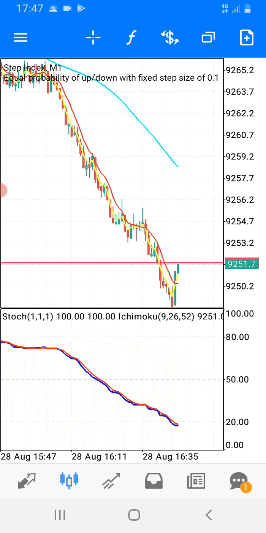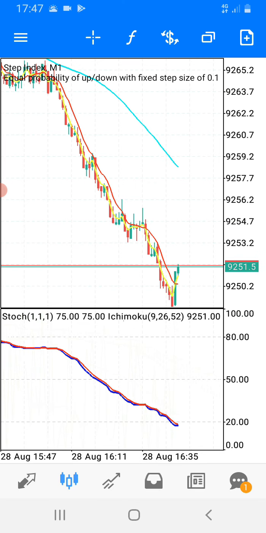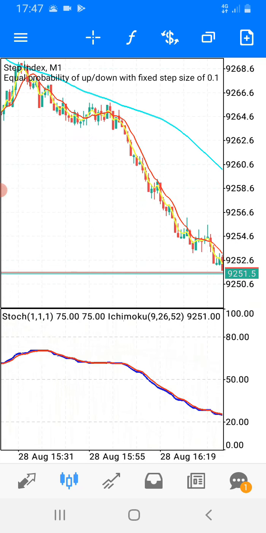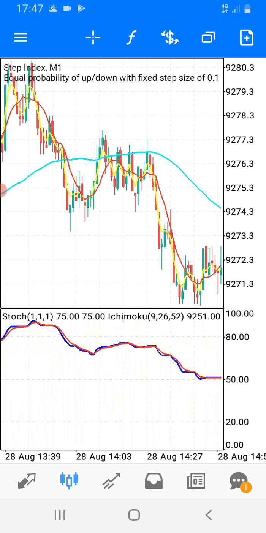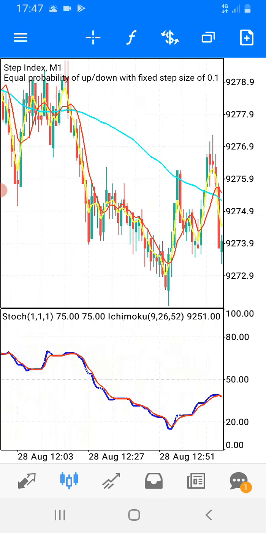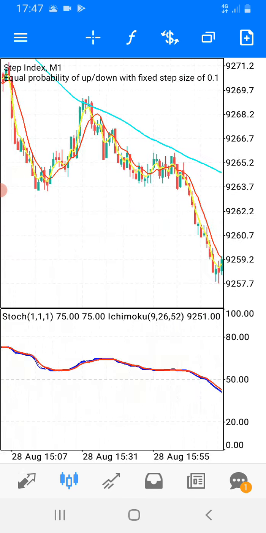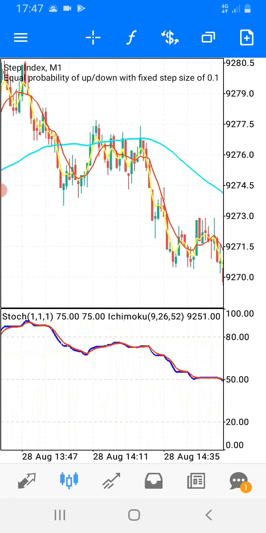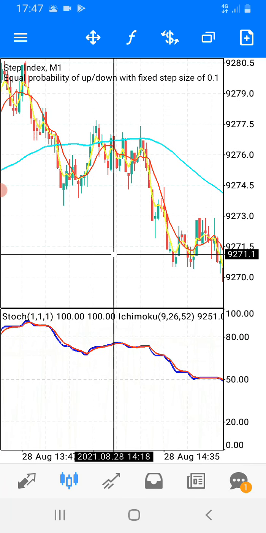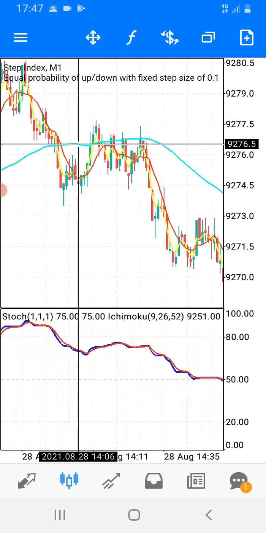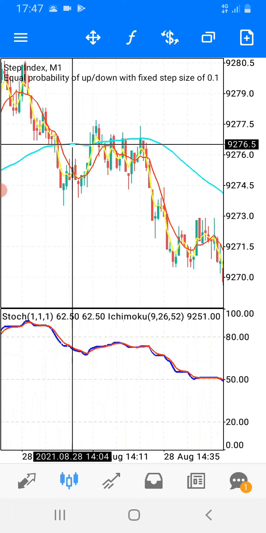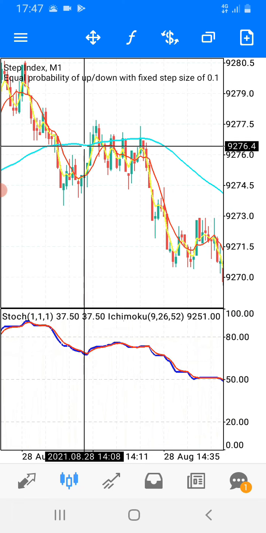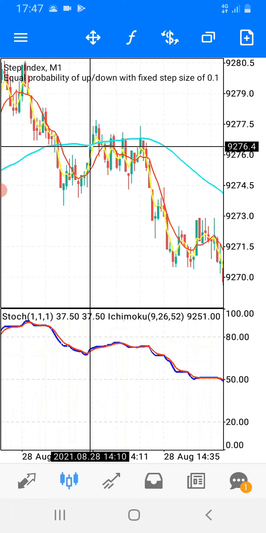So guys, this is how you should use the strategy. This is what you should do. You need to watch out for 3 conditions, guys. The first one is you watch out for this blue moving average to cross above the chart.